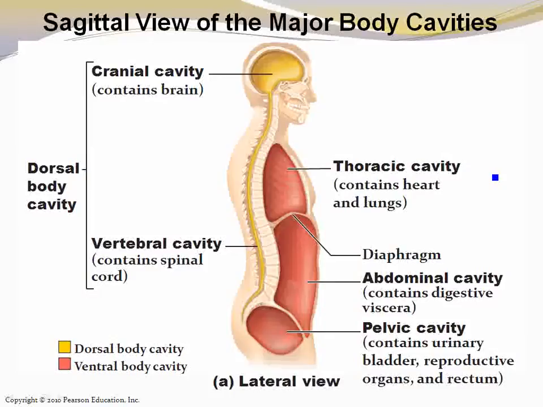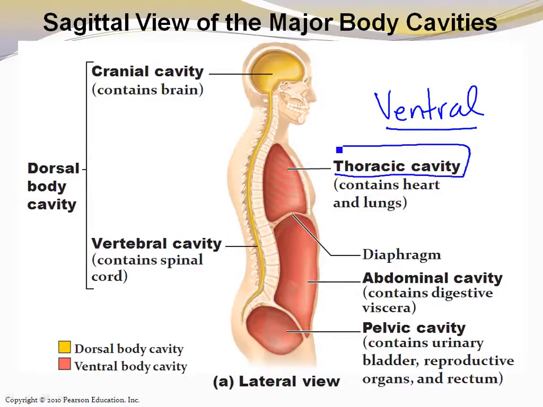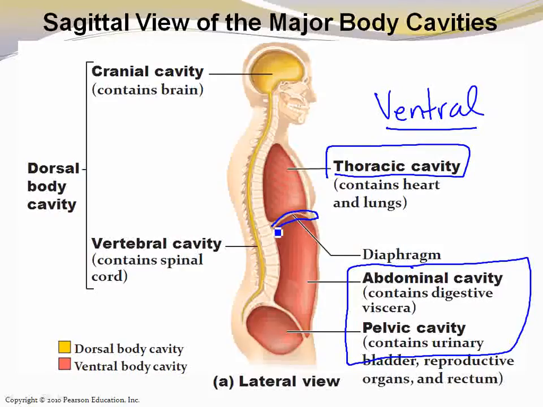Okay, now what about your ventral major body cavity? Let's just stay on this slide for a minute. The ventral body cavity can be further subdivided into the thoracic cavity, which contains the heart and the lungs, and then it can also be further divided into the abdominal cavity and the pelvic cavity. Okay, and then guess what separates the thoracic cavity from the abdominal cavity and the pelvic cavity? The diaphragm. And what is the diaphragm? That's a very thin sheet-like muscle which is required for breathing. Okay, and that divides the thoracic from the abdominal and pelvic cavities.